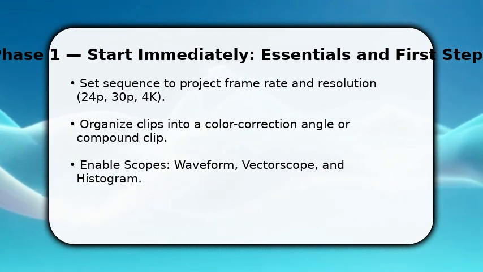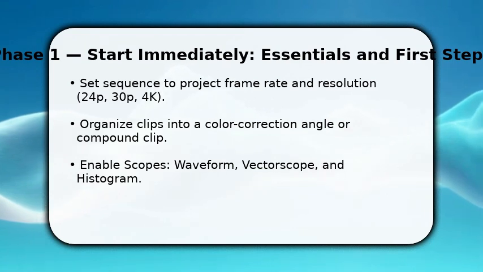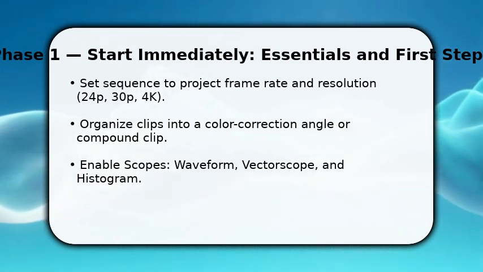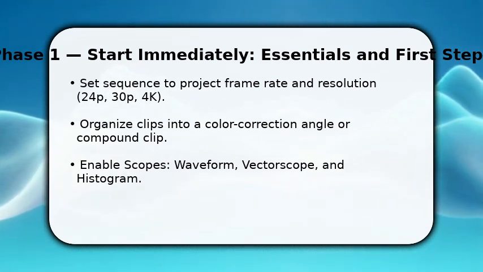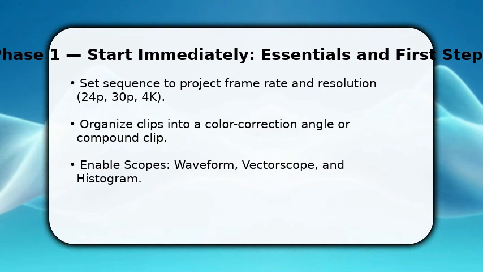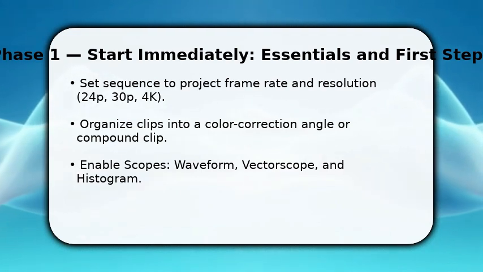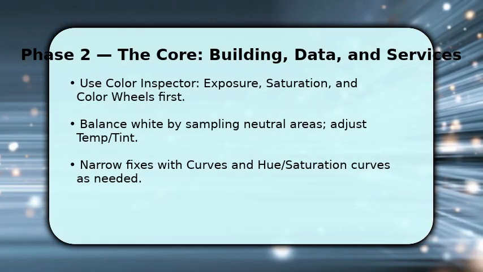Then, enable scopes: waveform for exposure, vector scope for hue and saturation, and histogram for distribution. This gives objective feedback. Make sure to scrub clips while watching scopes so you immediately see how adjustments move values and avoid guesswork. You perform primary correction next.